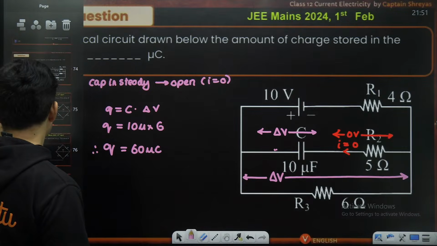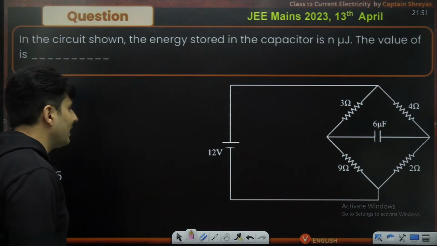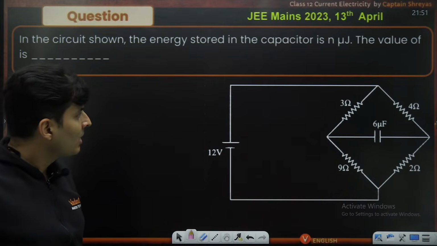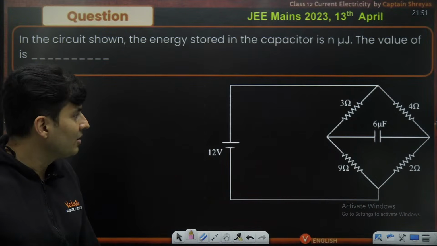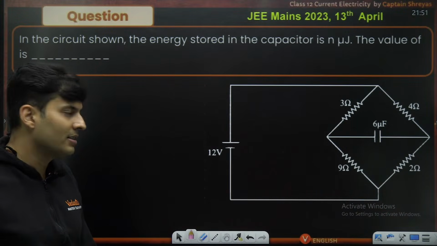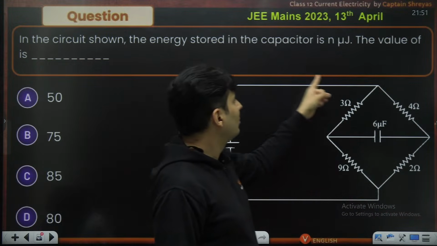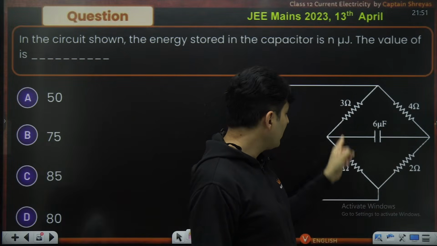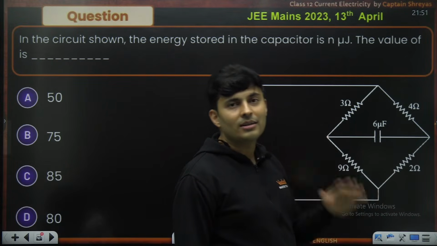How about this particular question? This is also a very nice question. Again, capacitors and resistors combined. You might be like, sir, this is Wheatstone. Okay, wait a minute. Check properly whether it is Wheatstone or not. Okay, I'm going like this. One branch here, one branch here. 4:2, 3:9. My God, it is not a Wheatstone.